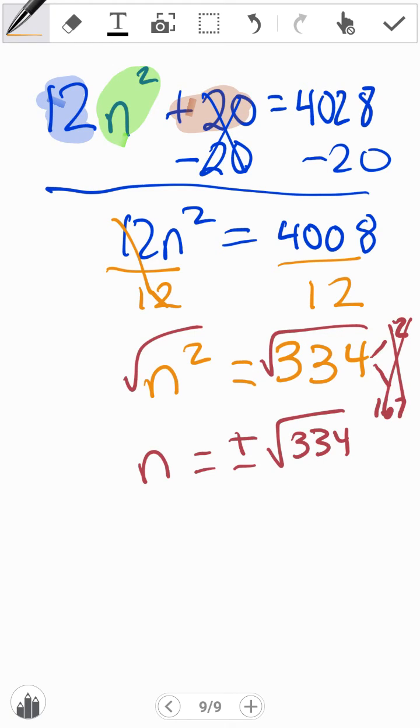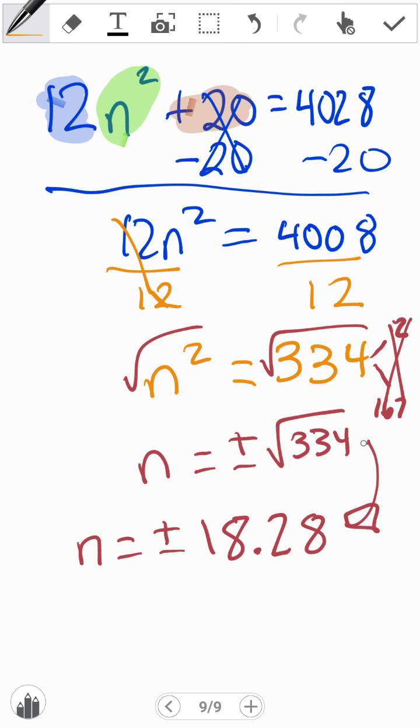Now because it's a radical, we have a choice of leaving it in radical form or giving the decimal approximation. So we're going to plug that into the calculator. The square root of 334 is approximately n equals plus or minus 18.28. Okay, we're going to round that 275 up, so it becomes 0.28. So plus or minus 18.28, or this one. So either of these answers is appropriate.